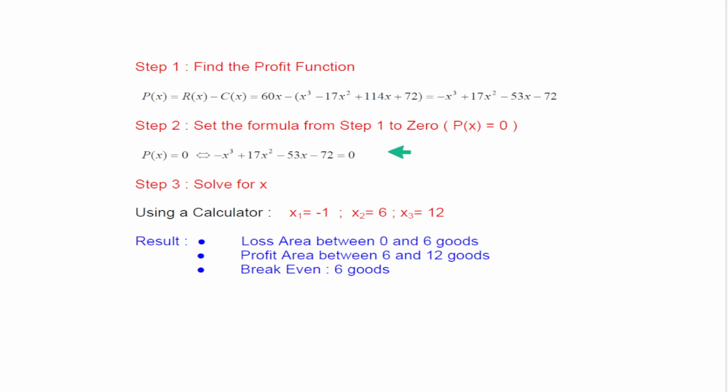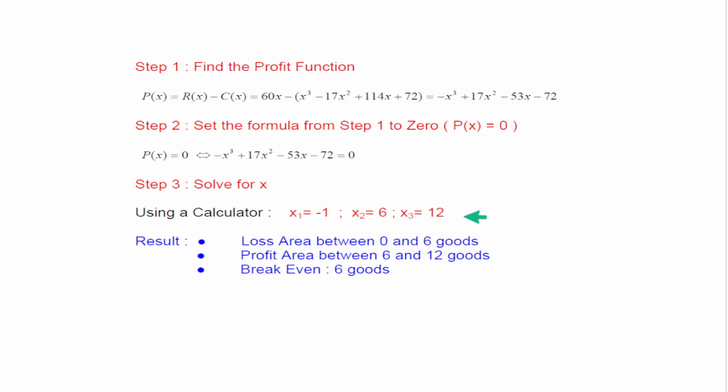In step number 3, we have to solve this equation for x. We can do this in different ways. One of the most important ways is to use a calculator. So using a calculator will lead us to the 3 different results. First result is x1 equals minus 1. x2 equals 6 and x3 equals 12.